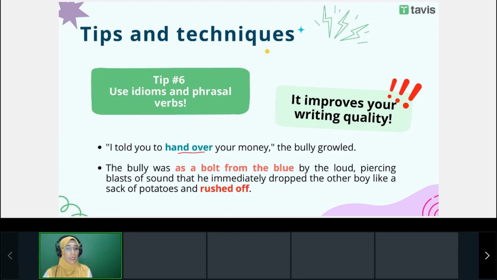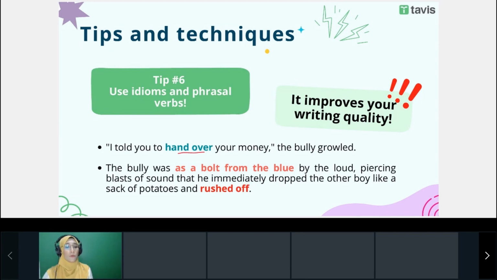Okay, now here, this is as a bolt from the blue. This is an idiom saying that the bully was as a bolt from the blue. So I can say here a bolt from the blue is he was surprised by the loud piercing blast of sound, right? When you hear a loud piercing blast of sound, definitely you are kind of surprised, right? So as a bolt from the blue.